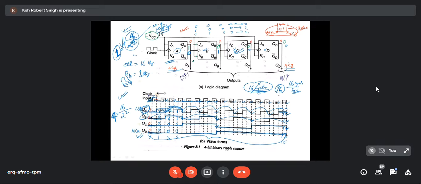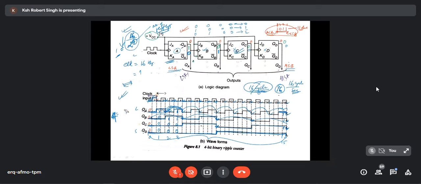But how the circuit looks and how the circuit is working, sir, that you are not explaining. You are simply explaining based on the waveform. Yes, I am explaining based on the waveform for you to understand.